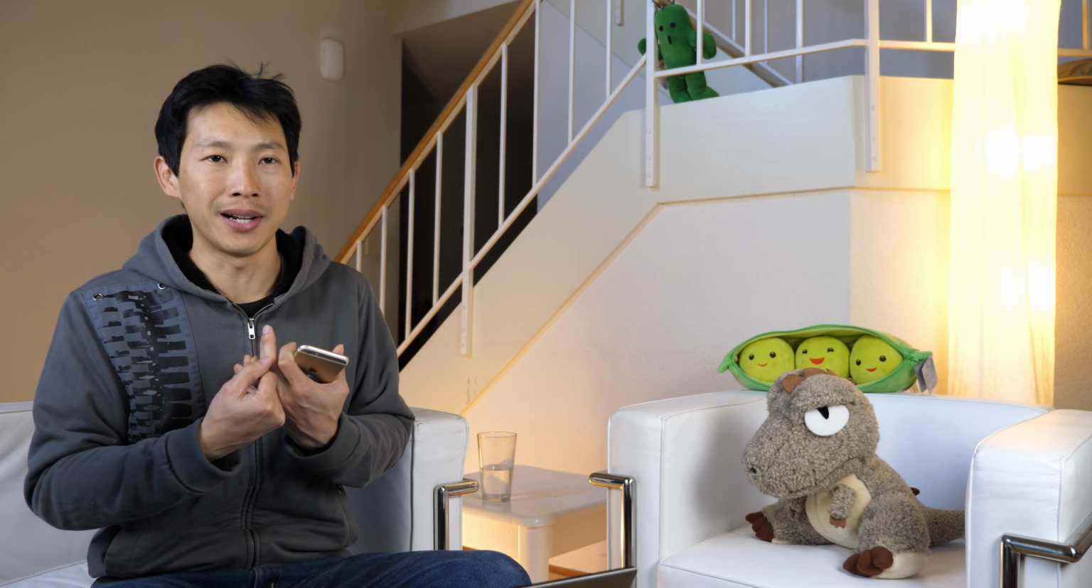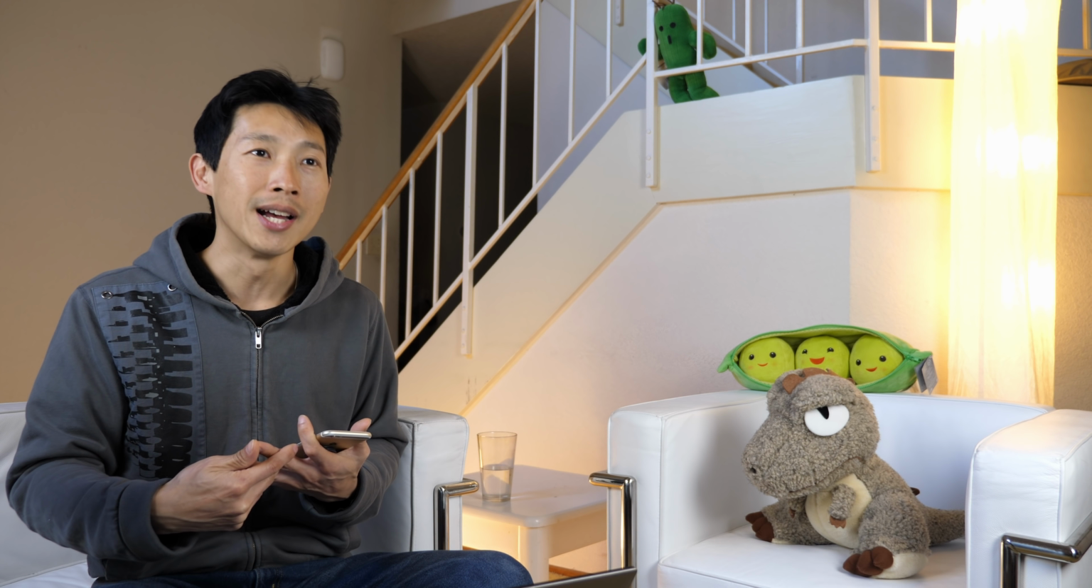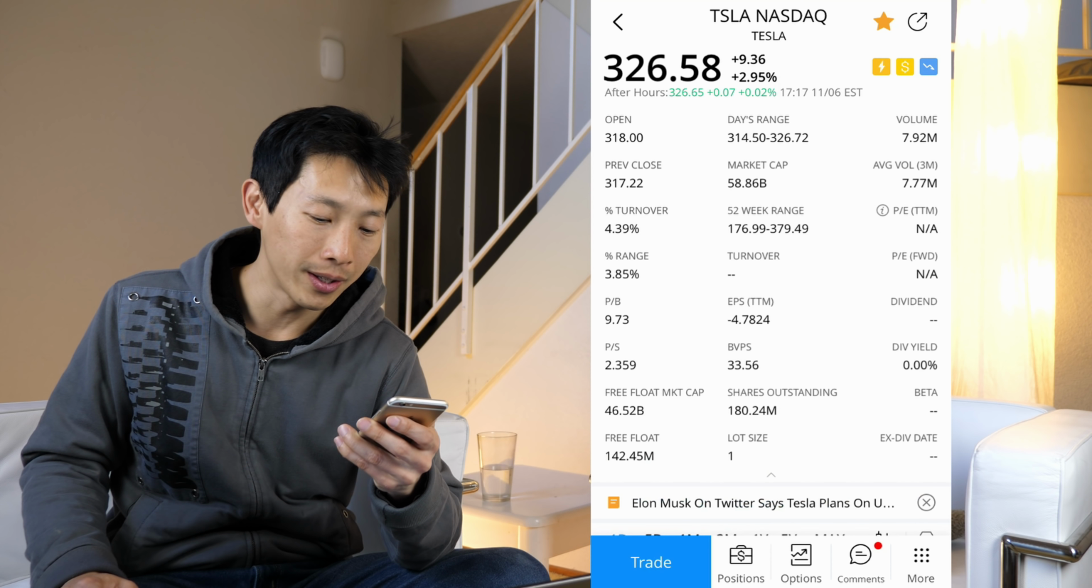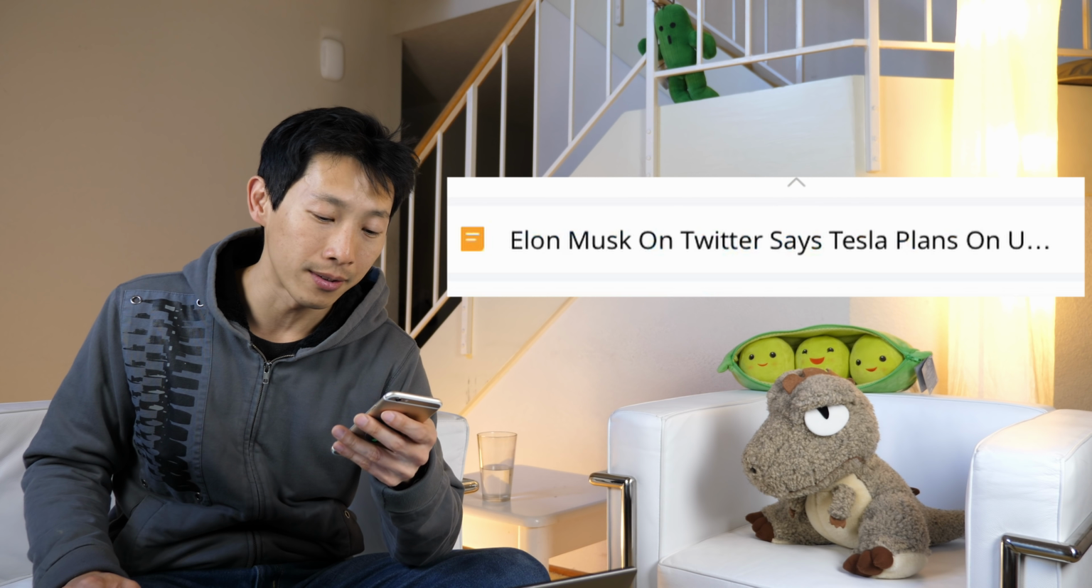We're going to take all our money and reinvest it into the business because they're in the growth phase. This has always been the argument why they could not turn a profit and why the valuation of a stock would still be really high, even though they're losing a lot of money. Anyhow, right below this, it says Elon Musk on Twitter says, Tesla plans what?